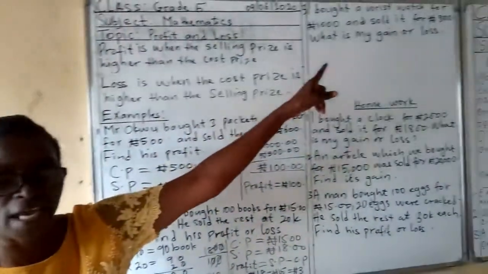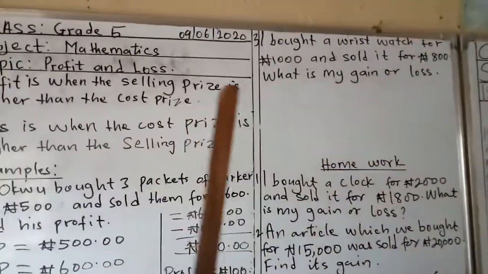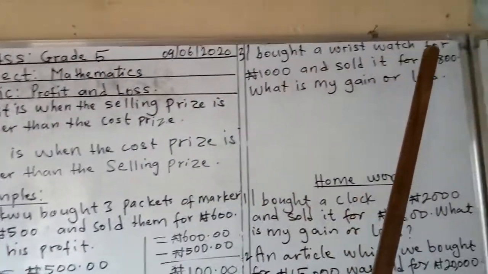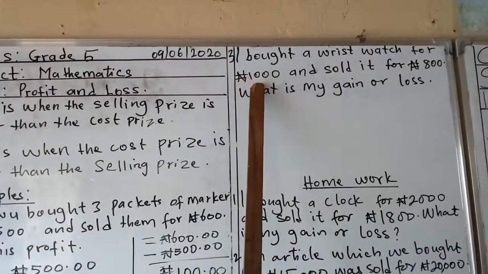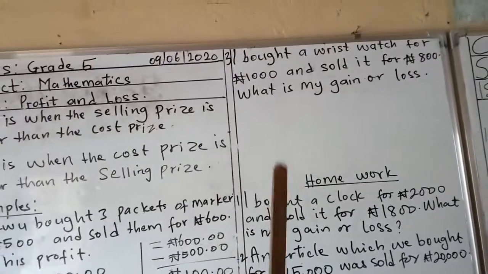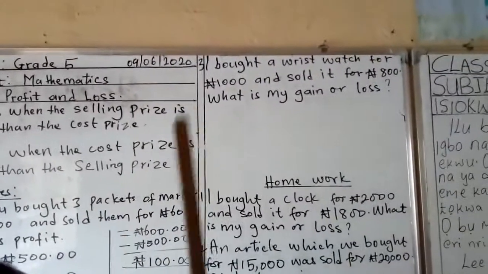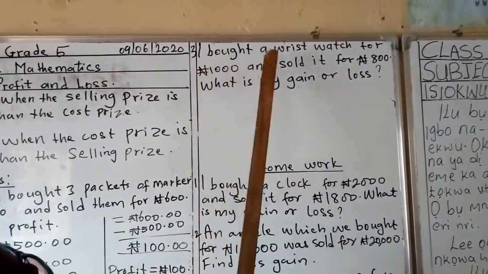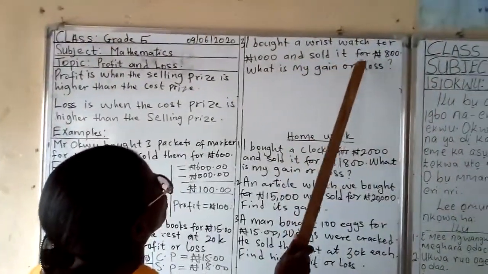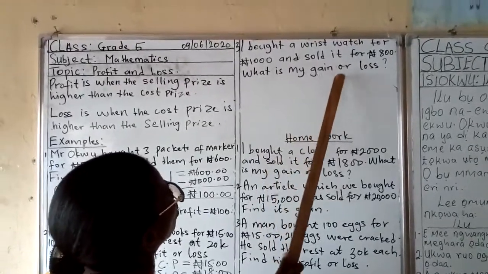Let's go up to example 3 and let's read. It says, I bought a wristwatch for 1,000 naira and sold it for 800 naira. What is my gain or loss? Example 3. I bought a wristwatch for 1,000 naira and sold it for 800 naira. What is my gain or loss?